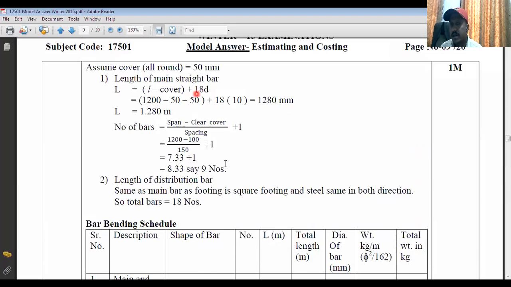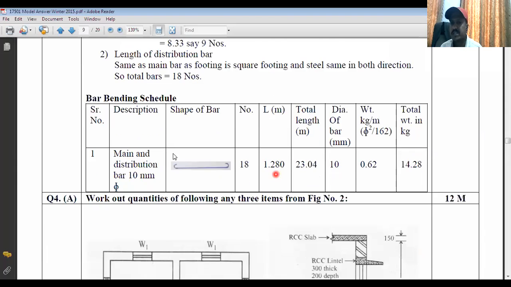So rather than doing two calculations, they have just put the number as 18, because only the number is going to vary, the other part will remain the same. Length will remain the same. So if you vary the number, you will get this particular quantity.